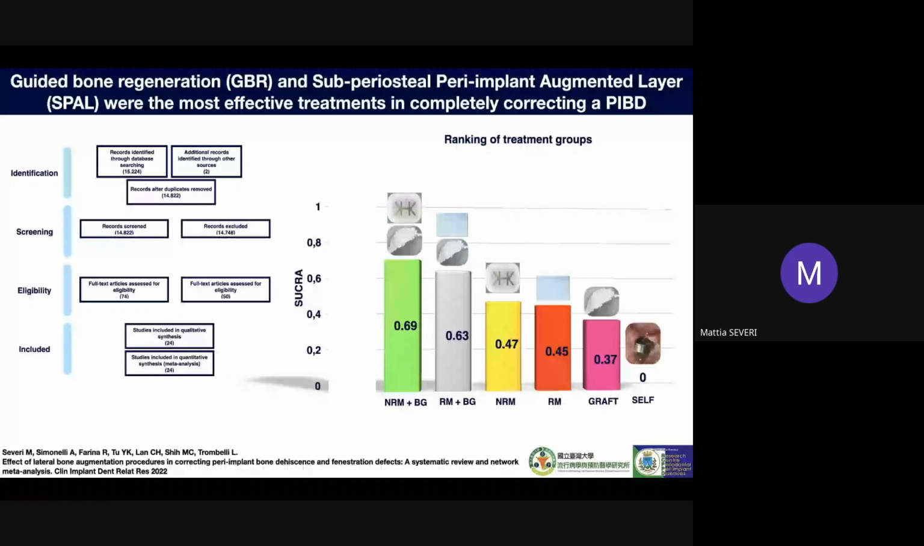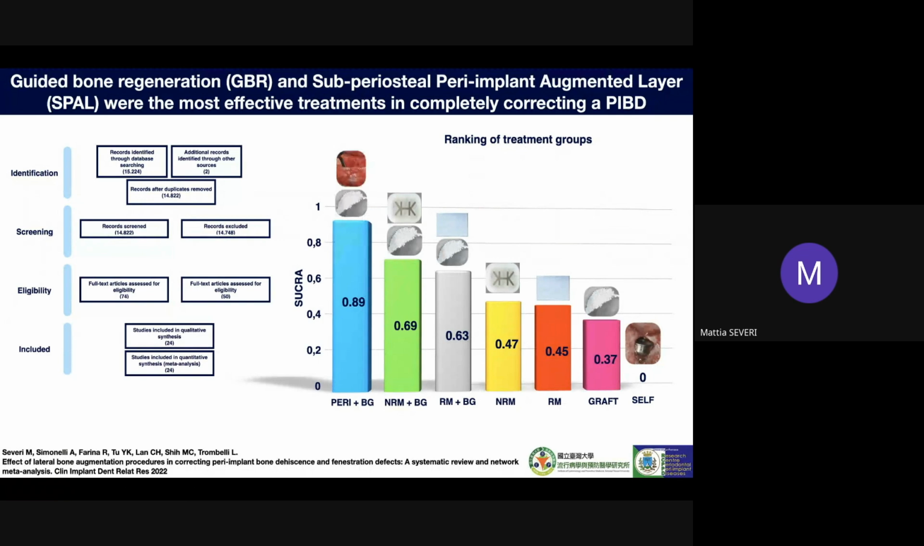But so this concept was well explained in this systematic review that we performed some years ago, where it was clear that the combination of bone graft material with a resorbable or non-resorbable membrane was among the best treatments to obtain the complete correction of peri-implant bone dehiscences. However, in this systematic review, there was another technique that was included. There was the combination of patient-owned periosteum with a bone graft, that actually was the SPAL technique.